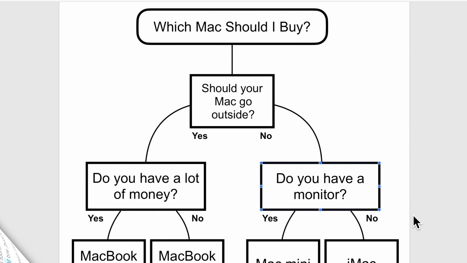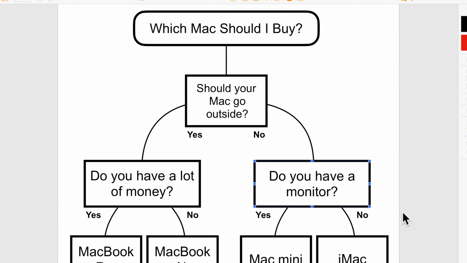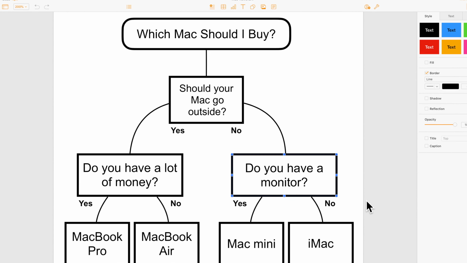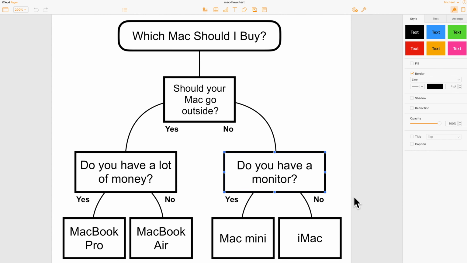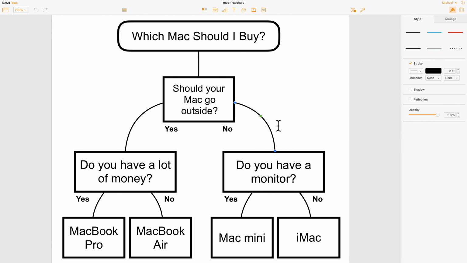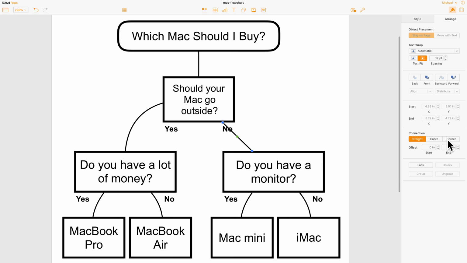Amazing. So here's my Mac flowchart. It's not entirely serious, as there are many questions that go into buying a Mac. Perhaps that's a topic for another video. But for now, it's important to mention the line connection option. There are three choices: straight, curve, or corner. This is a little wonky, but it gets the job done. The trick is moving the green dot around to get the curved or corner shape that you're looking for.